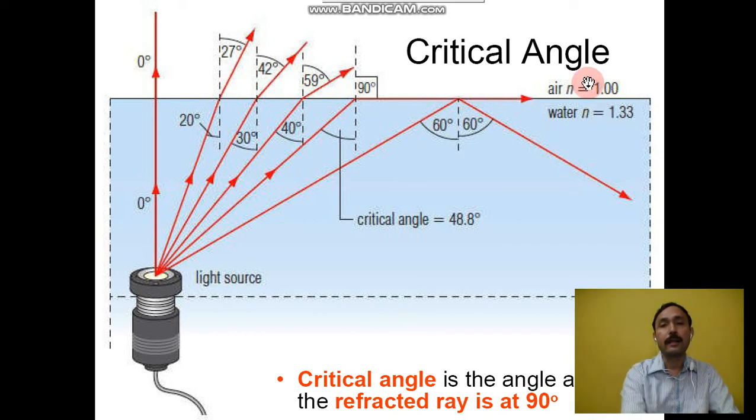For water and air, the critical angle is 48.8 degree. So more than this, that means this is 60 degree. If the light falls at 60 degree on the water and air surface, then what will happen? There will be reflection instead of refraction of light from the water surface.